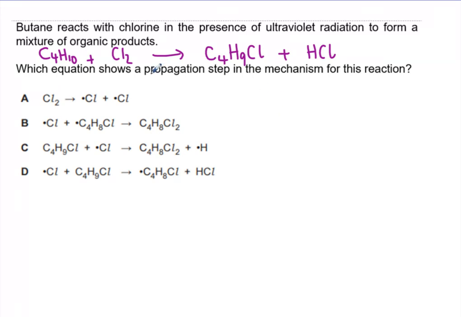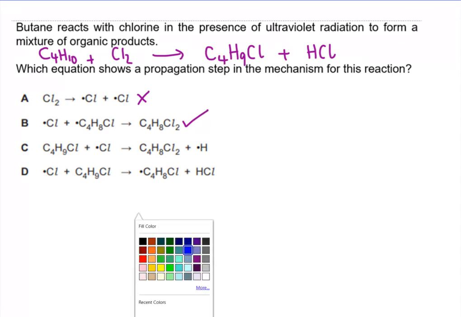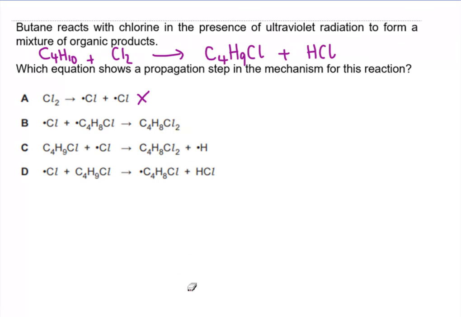So propagation is where a radical and a molecule react to make a radical and a molecule. This first step, A, is an initiation where the molecule is broken down into radicals, so that's an initiation. And this B is where two radicals come together to make a molecule. Oops, I shouldn't have ticked that, should I? That's a termination step, and therefore that's not what we want, that's not propagation.